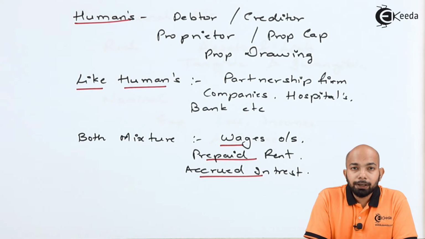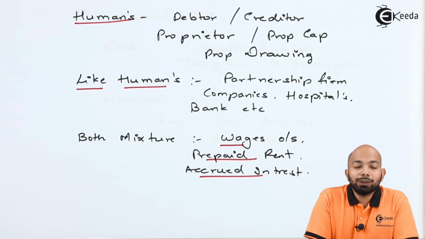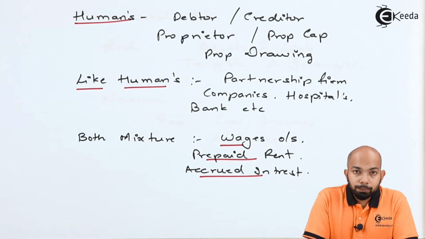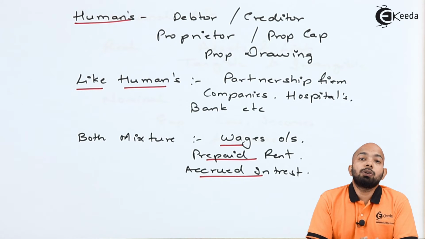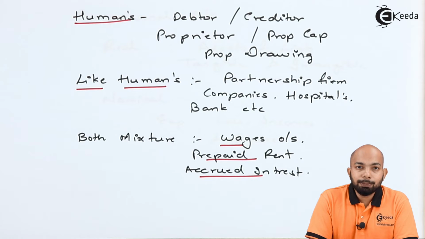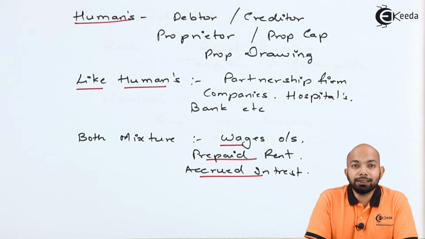Wages account, prepaid account, accrued interest. Now all these things are payable to one specific person. That means wages are paid to a person, accrued interest is collected for a person. Expenses or prepaid rent, like these, are something payable to one specific person. Although these specific accounts are not directly related to that person itself, these amounts are supposed to be paid to a specific person, hence they are representative accounts. So representative accounts have a mixture of humans as well as like humans.